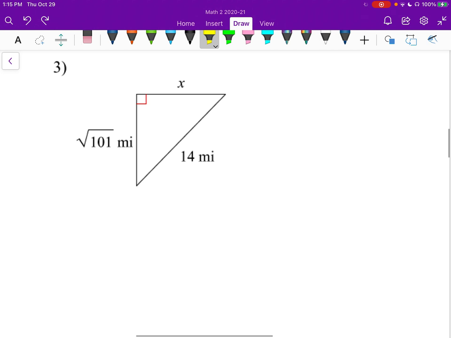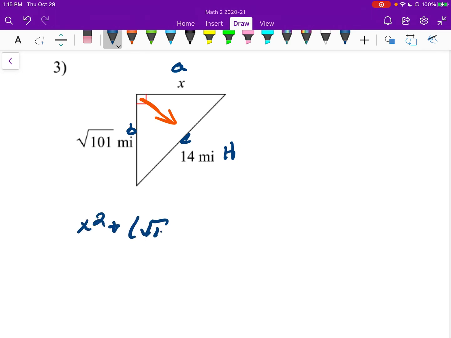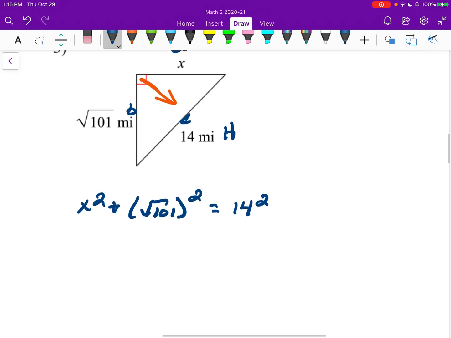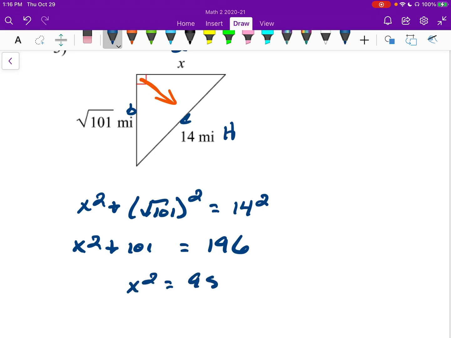All right, number 3. Our hypotenuse comes out of our right angle. So here's our hypotenuse. So I'll call this our A, our B, and our C. So I'm going to say, well, x squared plus root 101 squared equals 14 squared. And this kind of problem is actually kind of nice with the root in it, because whenever you take a root and a square, they cancel each other out. So this is x squared plus 101 equals 196. We subtract 101 to the other side, and we get, well, x squared is 95.